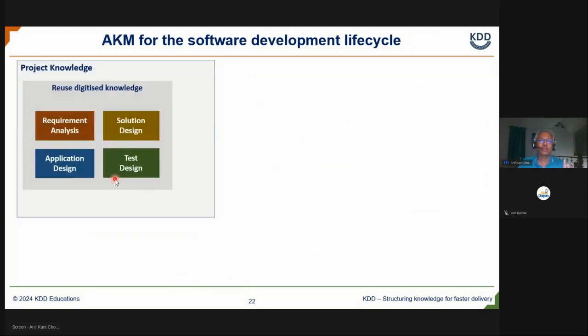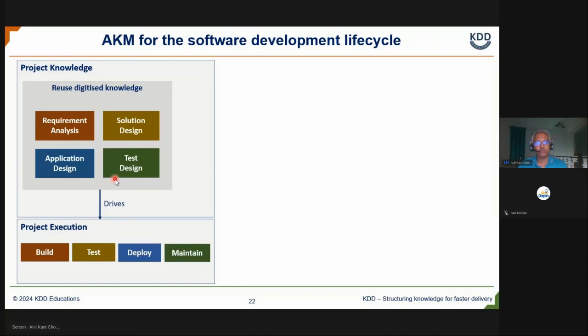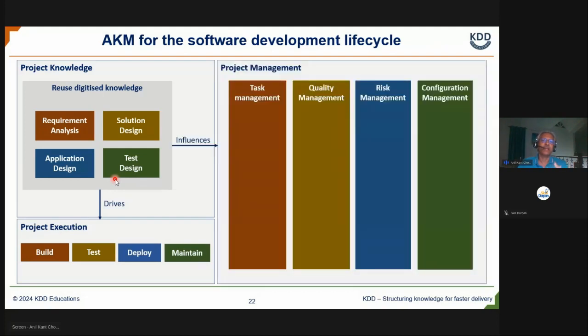So what AKM does is look at three key parts of the software development lifecycle. One is project knowledge. In this case, when we say project knowledge, we are talking more about reusing the digitized knowledge which DKF has created, for requirement analysis, solution design, and application design. Using that, it drives execution, where you build, test, deploy, and maintain. And finally, it also helps in managing. Once you have all this knowledge, you can manage the project better in terms of task management, quality management, risk management, configuration management, all kinds of management.